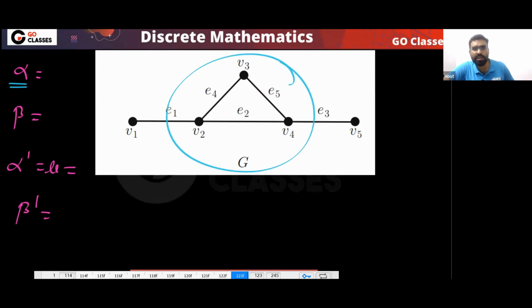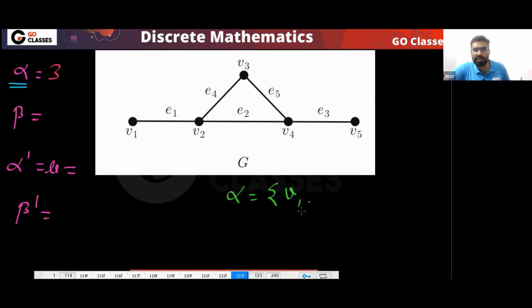From these 3, how many can you take? You can take only 1. So what can I do? I can take this, this, and this: V1, V3, V5. So alpha will be 3. Okay, if alpha is already 3, then what is beta?